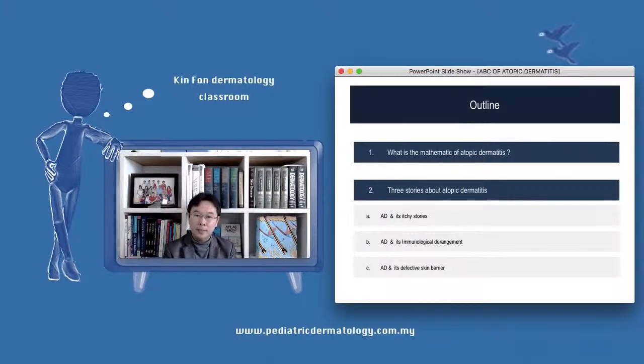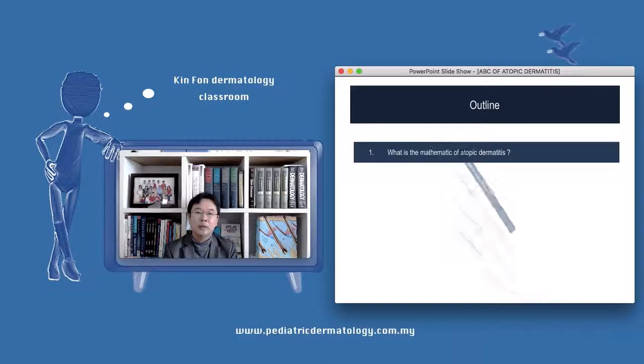Firstly, what is the mathematics, followed by 3 stories about atopic dermatitis, which are the itchy story, immune dysregulated story, and the skin barrier defect story. Without further delay, let's take a look at what is the mathematics of atopic dermatitis.